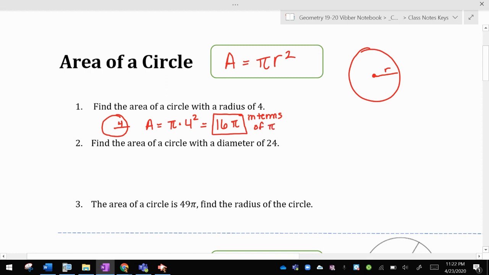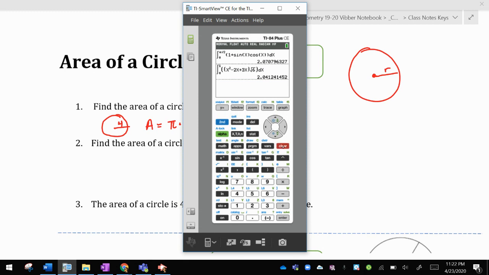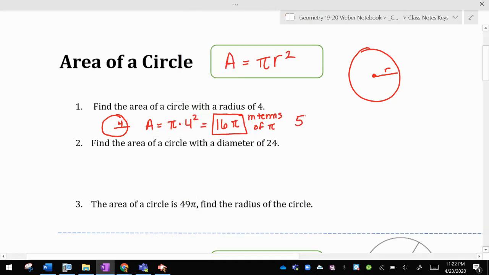Also, we can leave our answer in decimal form. So if I said what's 16 pi as a decimal, that's going to be 50.26 or 50.3. And this is rounded to the nearest tenth. And both of those are the exact same answer, just written in different forms.